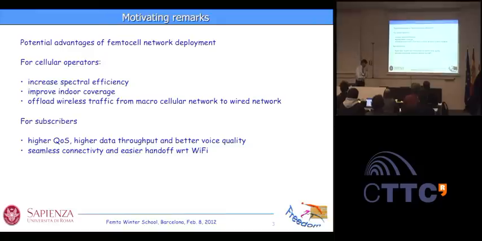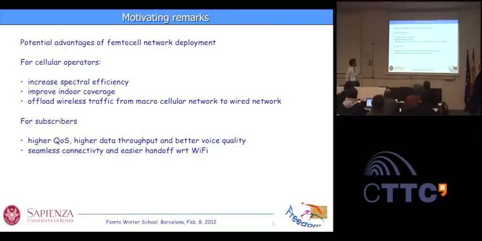Now, from the subscriber point of view, nowadays most of us have Wi-Fi at home, or Wi-Fis are well spread in the territory, in the cities, and so on. So we might wonder why it is necessary to have femtocells since most of us already have Wi-Fi at home. There are a few points which are advantages for femtocells, and of course I'm trying to highlight the advantages.